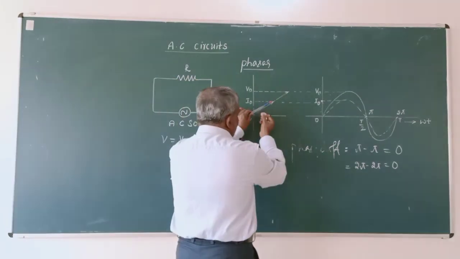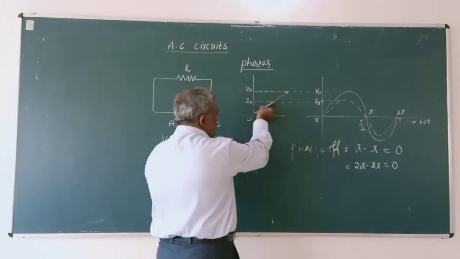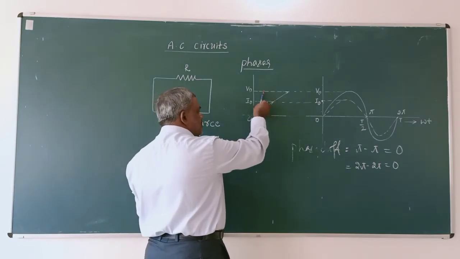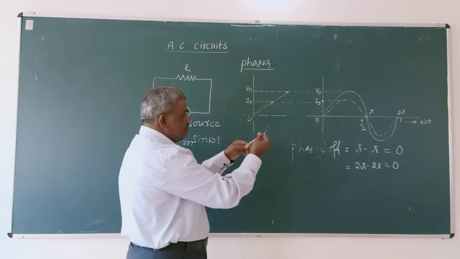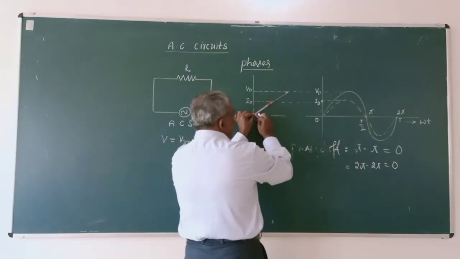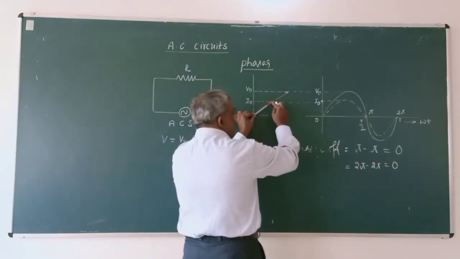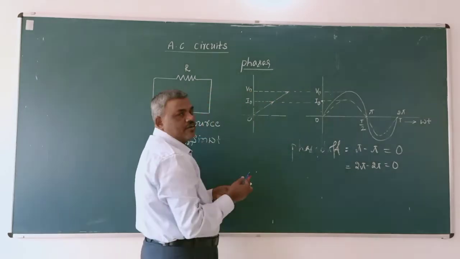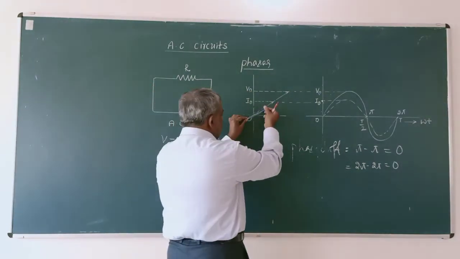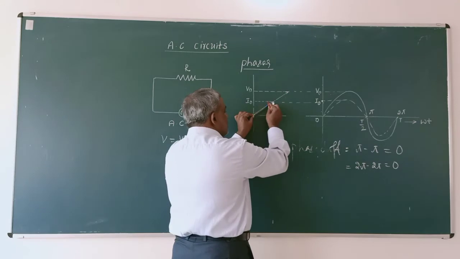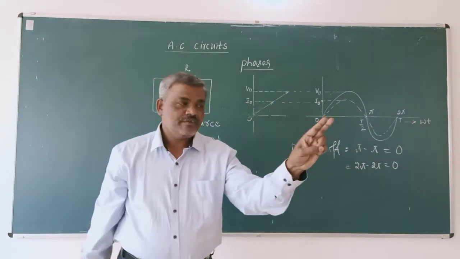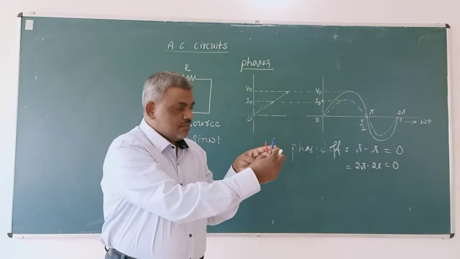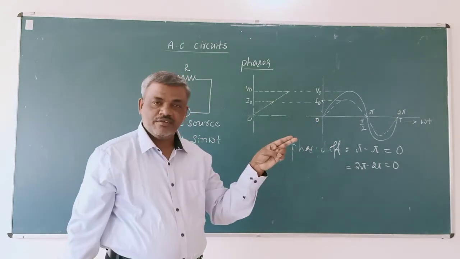Both are rotating in an anti-clockwise direction with a constant angular speed. This is the magnitude. For the red voltage line, the magnitude of the phasor represents V naught, and for the blue current line, the magnitude represents I naught. Now here, this is the voltage, this is the current.